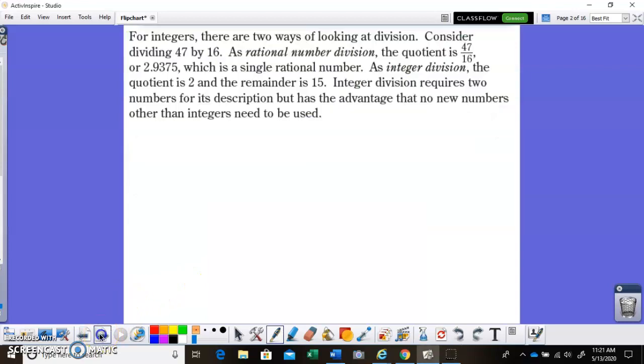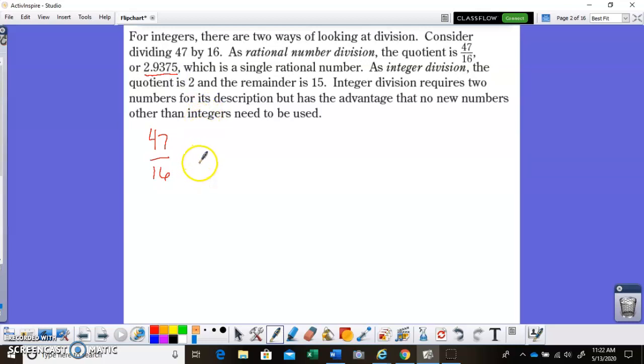In order to do this long division, what I'd like to start with is just a reminder of some of the long division of integers that you covered in elementary school. So for integers, there's two ways of looking at division. Consider dividing 47 by 16. A rational number, rational means we're talking about a fraction, a rational number division. So the quotient, or the answer, is 47 over 16, or if we put it in the calculator, we would get 2.9375. And that's a single rational number.